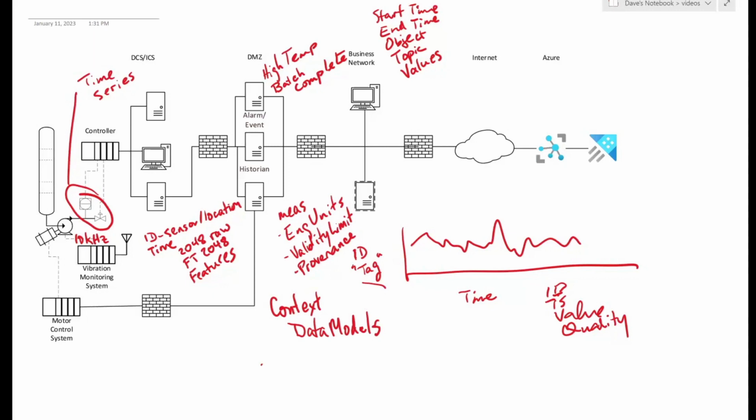So here we've got 5 quite distinct types of data. We've got time series, we've got alarms and events, we have a complex sensor device record, we have metadata and context. That's a quick review of the types of operational data that you encounter.